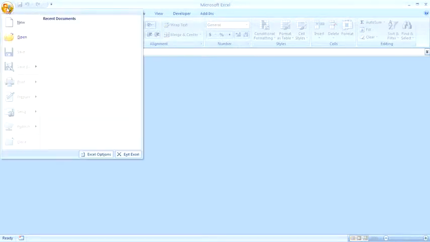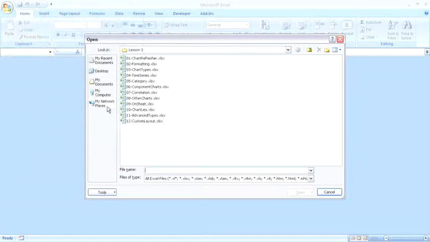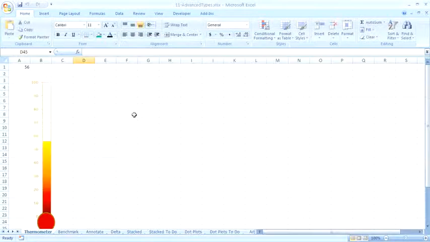Okay, let's open the next file. Advanced types. This is a bonus file for you. These are all chart types that I wrote about in my book, Excel 2007 Charts and Graphs. They're all charts that don't look anything at all like you would expect Excel charts to look like. Some of them were pretty wild in that they took an incredible amount of steps to create. They're here for you to explore.